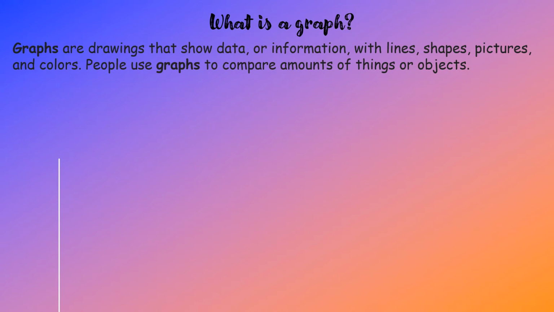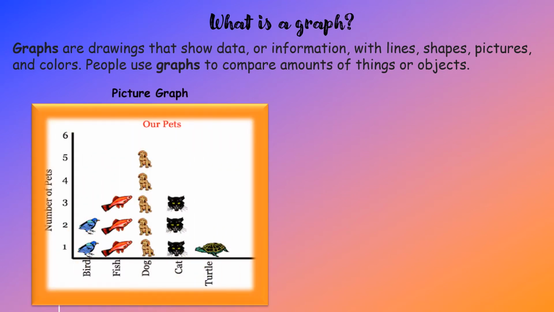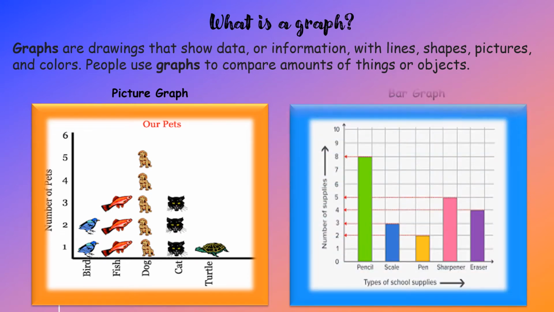Graphs are drawings that show data or information with lines, shapes, pictures, and colors. People use graphs to compare amounts of things or objects. Now, there are two types of graphs that we are going to look at this week and next week. The first type of graph is a picture graph. And then next week, we'll learn a little bit more about a bar graph. So let's go ahead and get started.